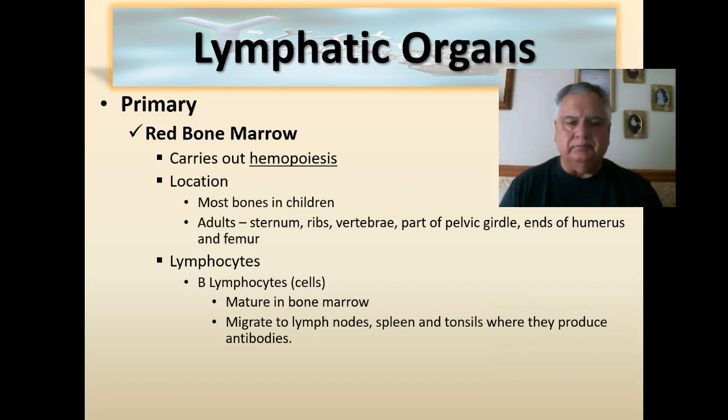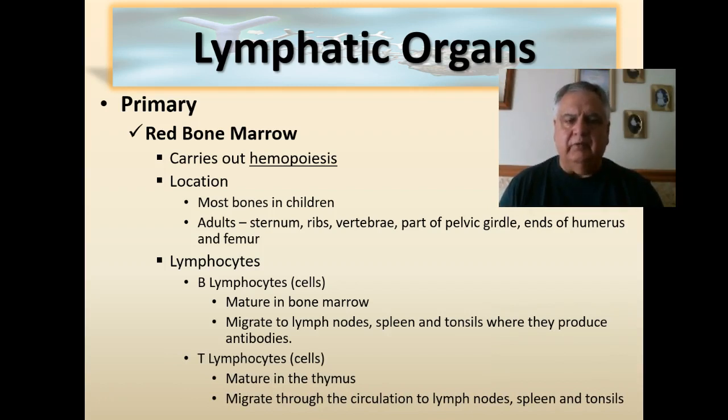The B lymphocytes not only are born in the red bone marrow, but they also mature there, and they become immunocompetent. They take on what their role will be in fighting against pathogens in the immune system. Once they mature, these B cells will migrate to the secondary lymphatic organs, like the lymph nodes, the spleen, and the tonsils, where they'll do their job. And what is their job? Well, we'll see in the immune system, their job is to produce antibodies.